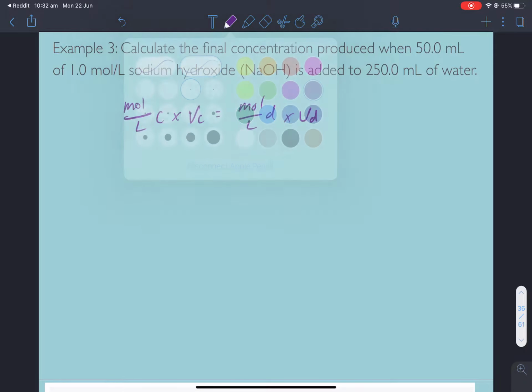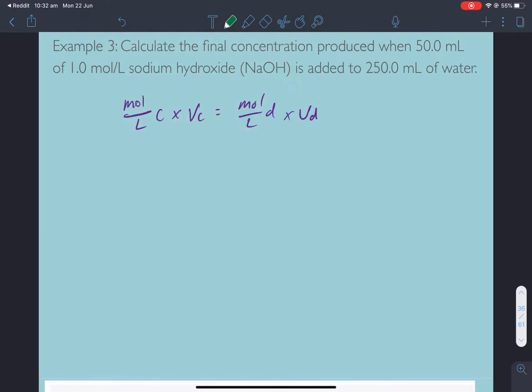I'll change colour. The dark green? Okay, so we're asking for the concentration of the diluted. That's our unknown. And our volume of our diluted, notice that it says when that is added to 250 ml of water. Okay, so our initial volume was 50 ml. So we can put that as our volume of our concentrated. So 50 ml in litres is 0.0500 litres. And it's going to end up as 50 plus the 250. Don't be tricked with the added one and put 250 on the right.